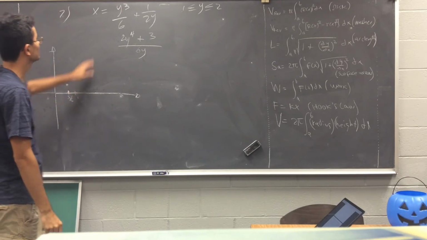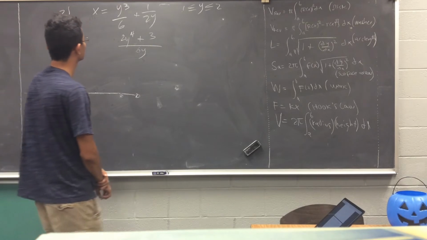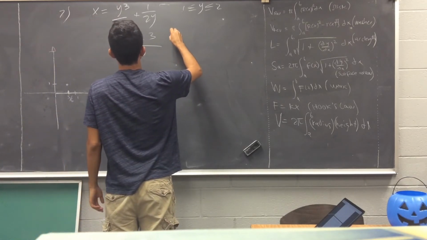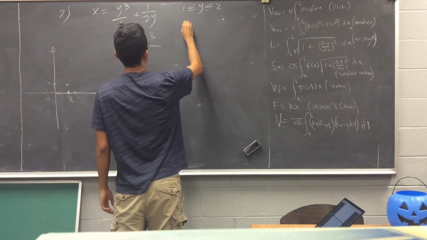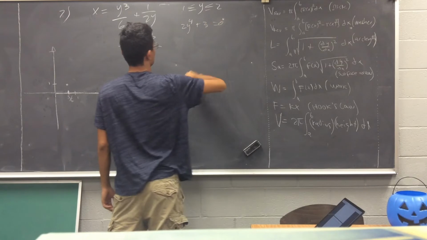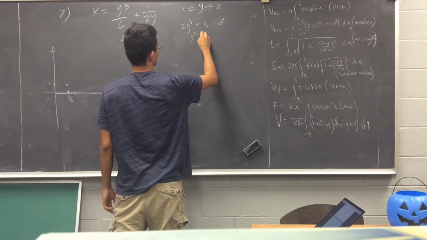Did we try plugging in x equals 0 to find the y-intercept? Let's see what we get. When x equals 0, that's going to give us 2y to the 4th plus 3 equals 0. And as you can see, you're going to have imaginary solutions.